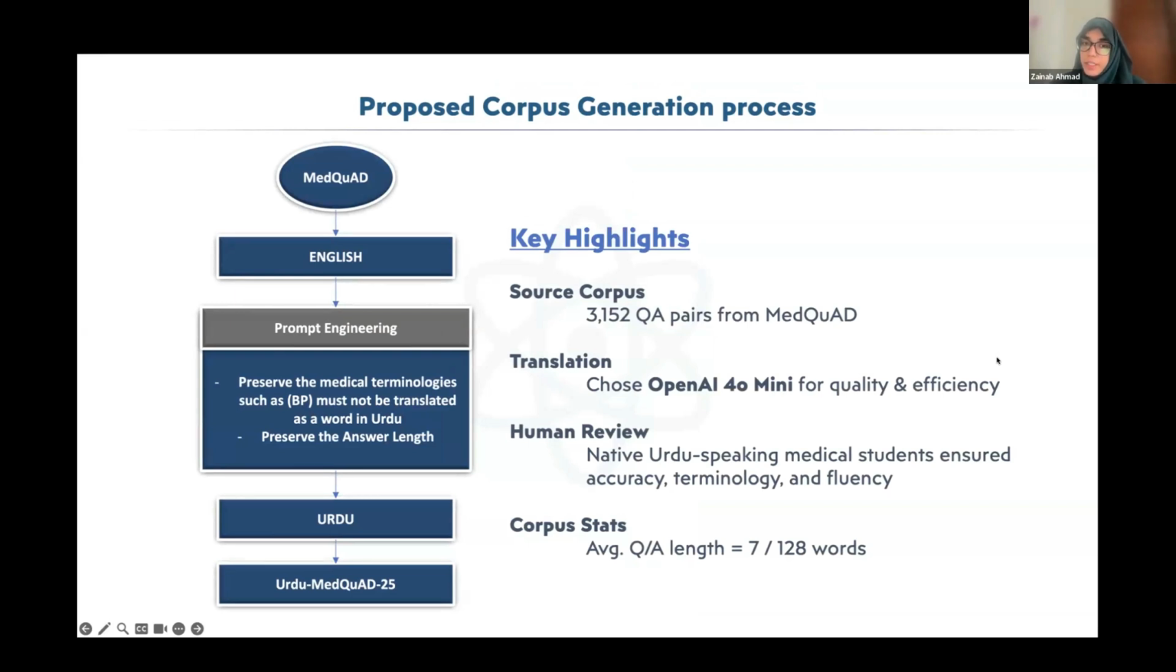After having translation from LLM, we asked native Urdu speaking medical students to make sure that the data and terminologies are accurate and fluent. If we talk about the average length, the words in questions are 7, while for answers it's 128 words.